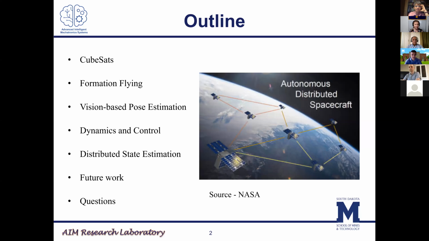So now that we have a distance, how do we actually control them and tell them where to go or how to keep their position? We're going to talk about distributed state estimation and the difference between that and a centralized estimator, and the strengths and weaknesses of each one of those approaches. We're going to talk about the future work in the next summer and the next year, and then finally open up the floor for any questions that you may have.